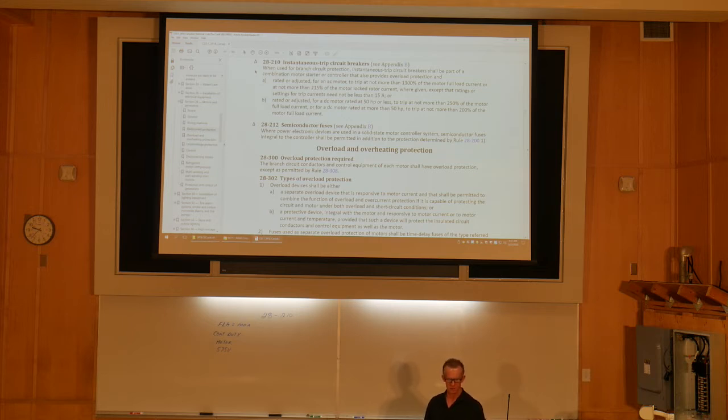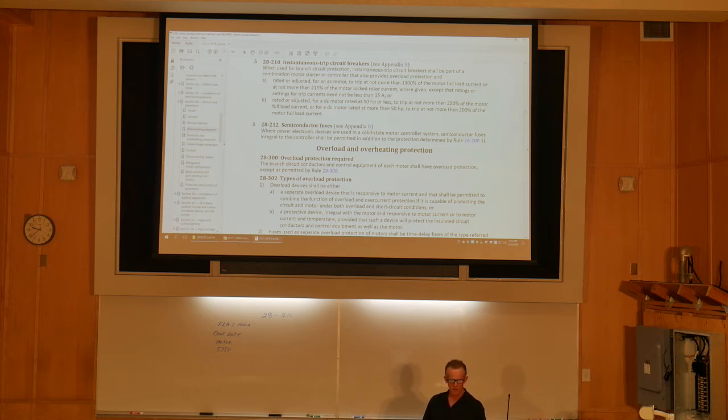So motors only. That also provides overload protection and rated or adjusted for an AC motor to trip at not more than 1300% of motor full load current or at not more than 215% of motor locked rotor current where given, except that the ratings or settings for trip currents need not be less than 15 amps. So what I did there is put an example of a motor. I just made up the FLA of 100 amps because it makes the calculation easy. Continuous duty, 575. This is the type of circuit breaker that you see on a fire pump controller.